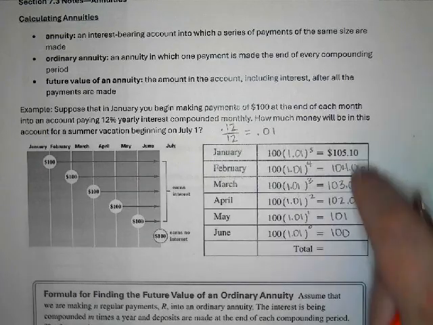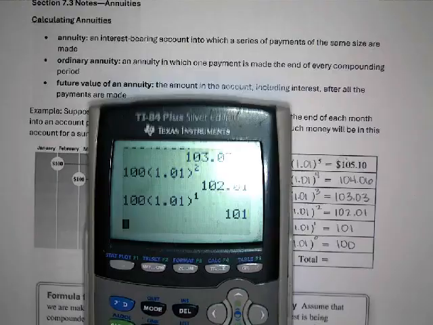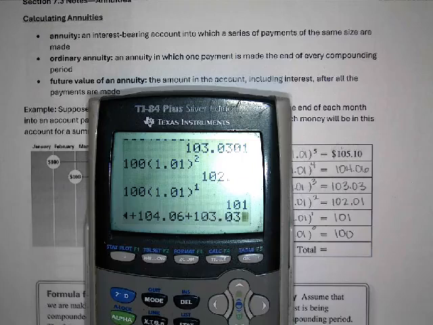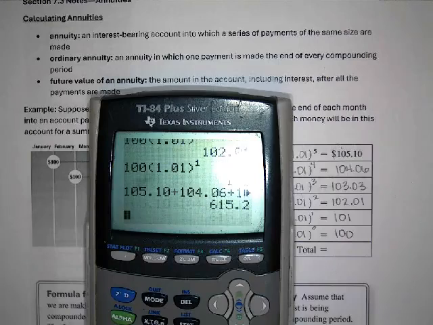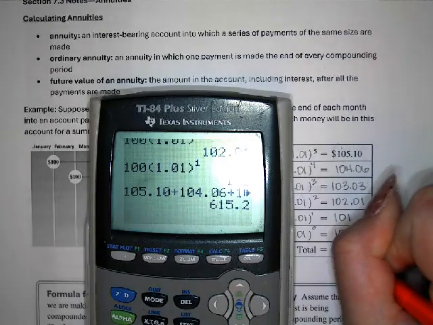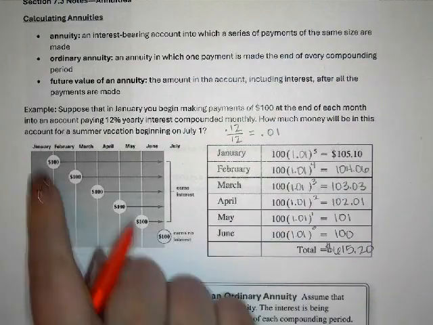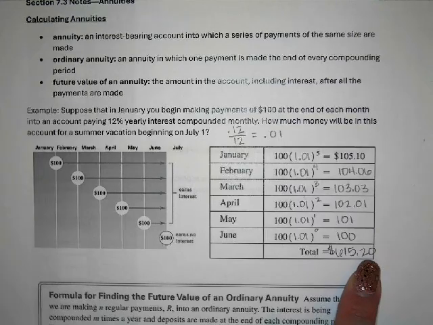Okay, so if we add up all of those amounts that were saved, that will tell us how much money is in the account at the end of the 6 months, or at the very first day of July. And it's $615.20. So 600 of those dollars were deposited into the account. $15.20 were interest that was accrued.